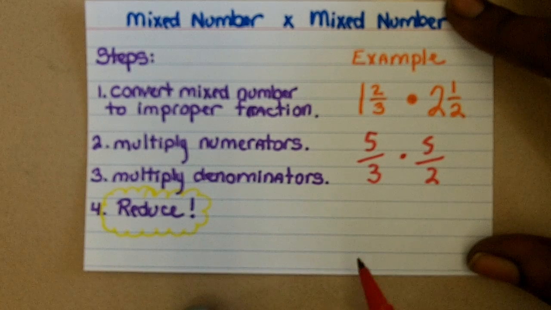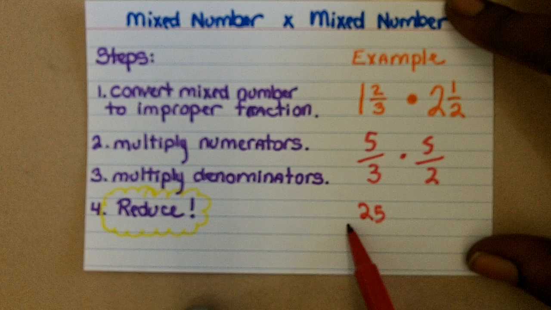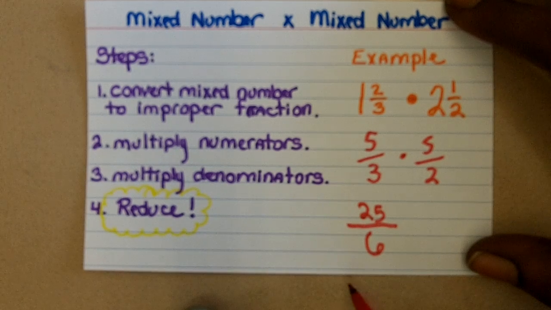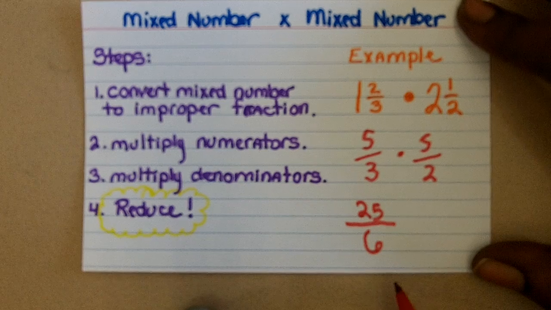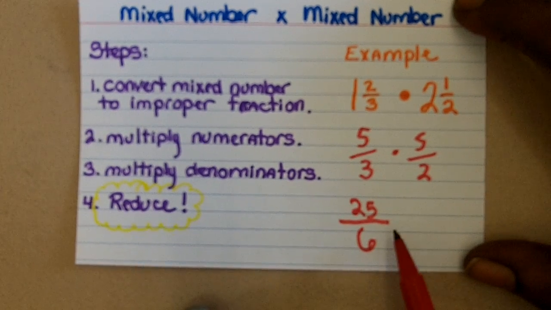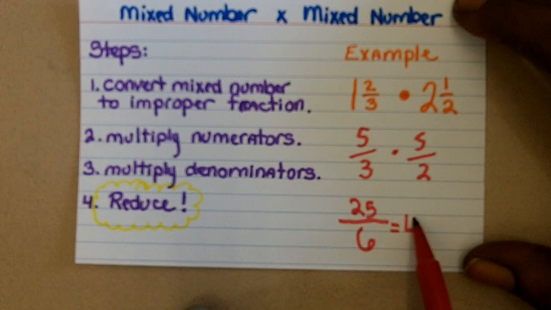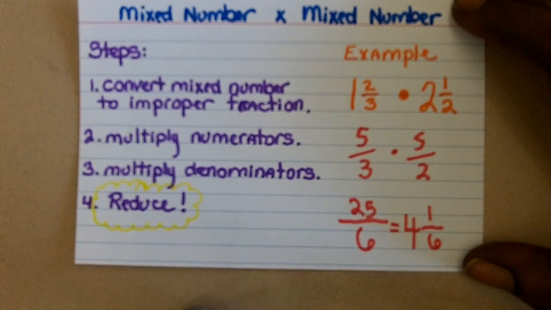5 times 5 is 25. Multiply my denominators, 6. And then step 4, again, which is optional, is to reduce. So if I wanted to, I could leave my answer as 25 over 6, or I could simplify this. I know that 6 goes into 25 4 times with 1 left over, and you keep the denominator of 6, making your final simplified answer 4 1/6.